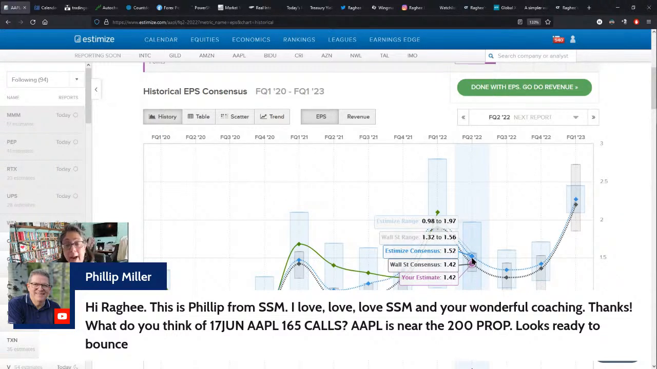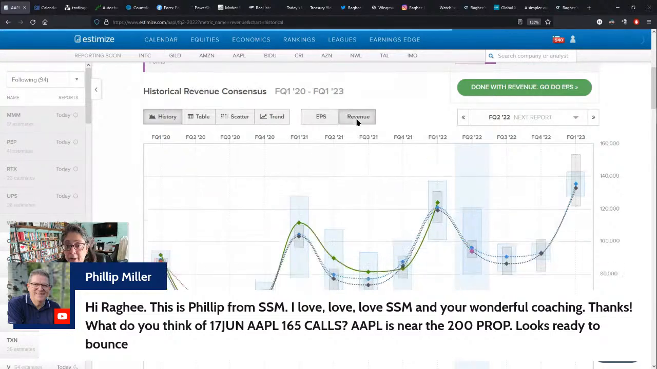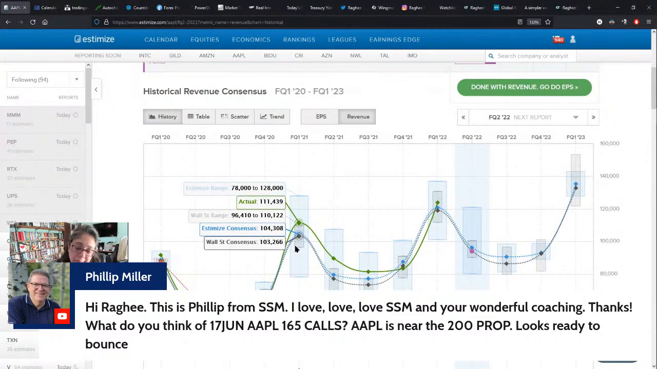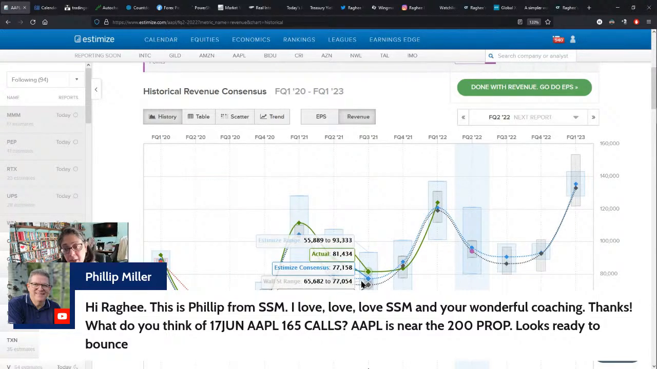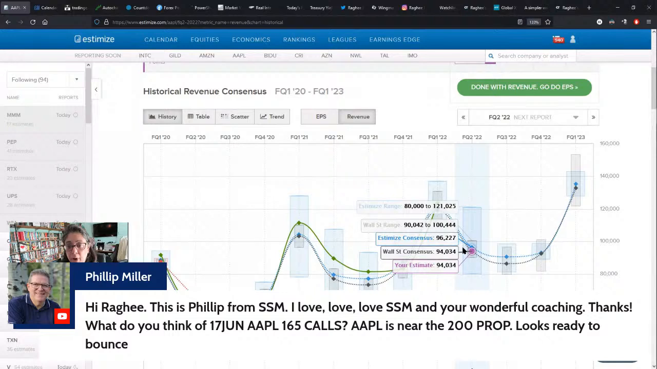For Apple to move higher, it would have to be above 152. That's it, and that's on earnings per share. On revenue, if you want to look at the history, knock yourself out. It's not really going to help you that much, but there's a tendency. So what do I think moving forward in terms of the tendency? We need to be above 96.2 on revenue.